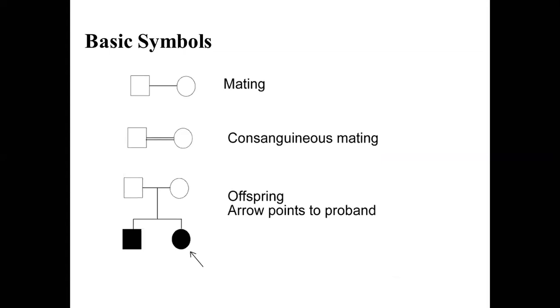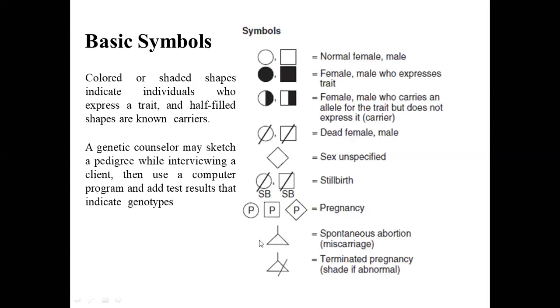There are so many cousin marriages, and if there is a cousin marriage, you will represent it by these two lines. After that, offspring and an arrow pointing to the proband. Then we have another colored symbol with normal male, female, and half. If it is half filled, then the female or male carries an allele for the trait but does not express it, it is the carrier.